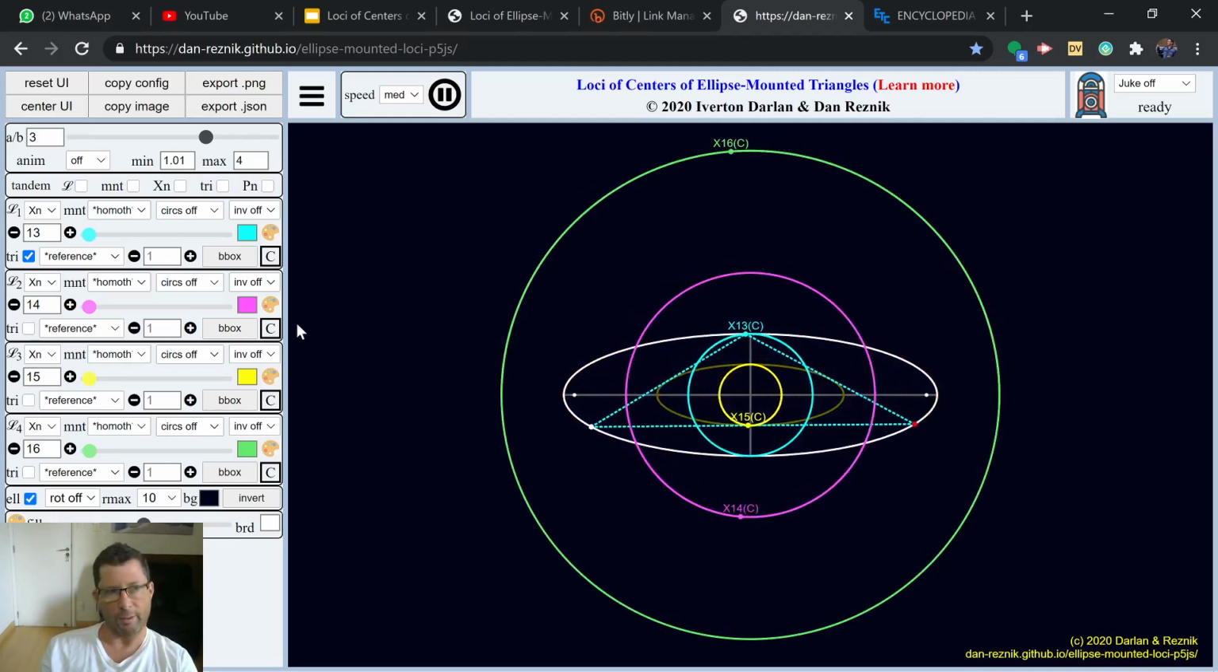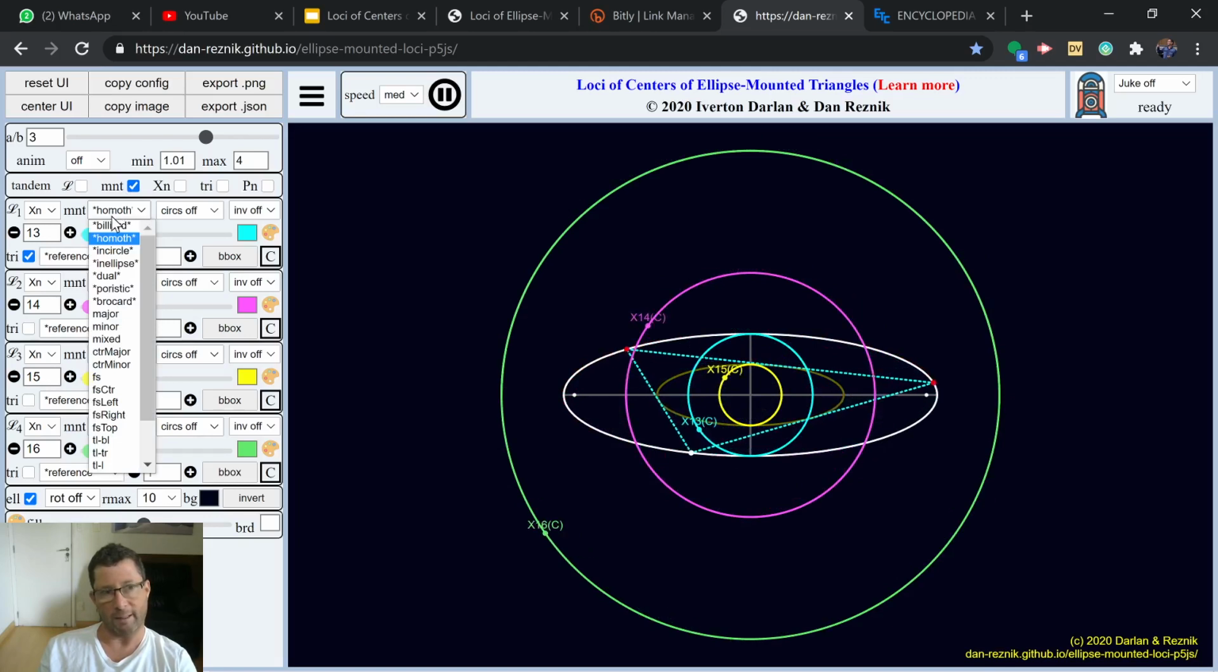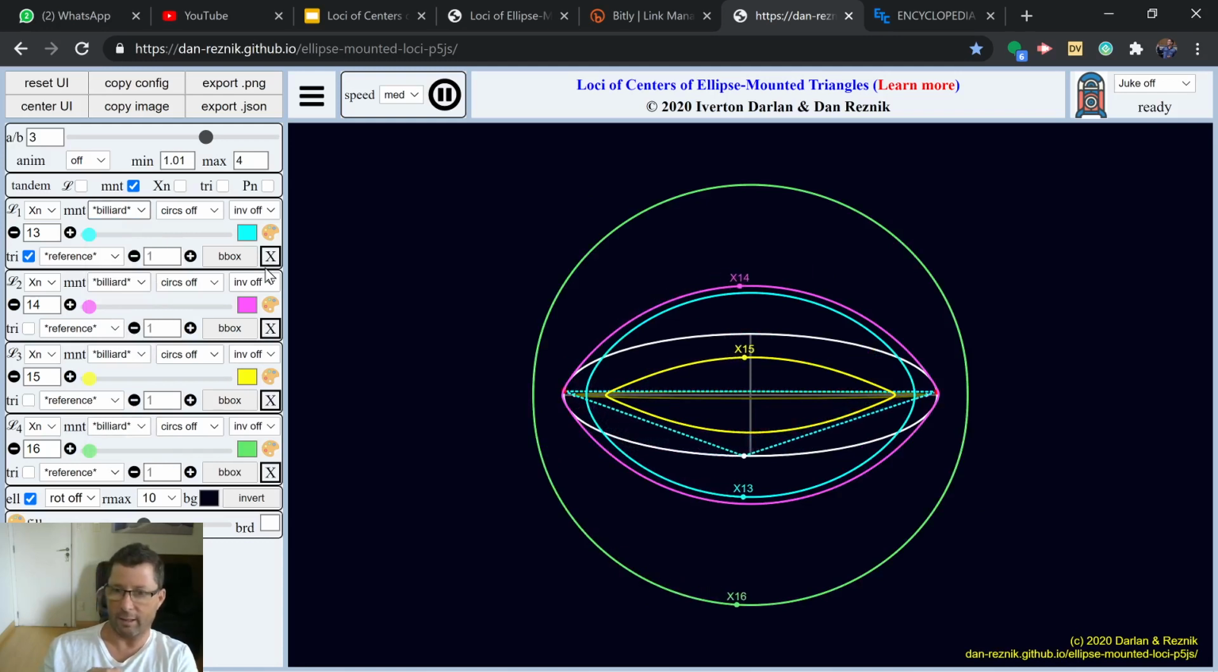Now, let me show you guys a trick. We have this tandem bar over here, and I use this to lock up similar settings across all channels. So if I lock up, for example, the mount setting, which selects the triangle family, I can quickly compare these 4 loci in the homothetic pair with the 4 loci in the billiard pair. I clicked mount here, so these 4 are now locked up. If I go ahead and say billiard, they're going to change in tandem to billiard. So now here are the 4 loci of 13 through 16, these 4 irrational centers on the elliptic billiard. Neither one of them is an actual conic, much less a circle. This is what we're getting here.